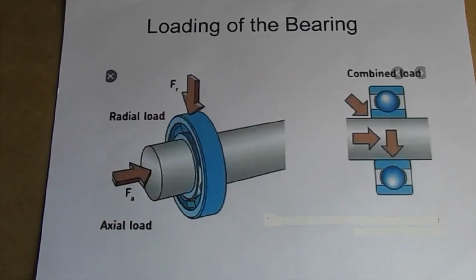Here we can see the types of loading on the bearing. You have single point loading on the left, either radial or axial, or you can have them combined on the right hand side. Different bearings are designed to cope with different types of loadings, which we'll discuss further.